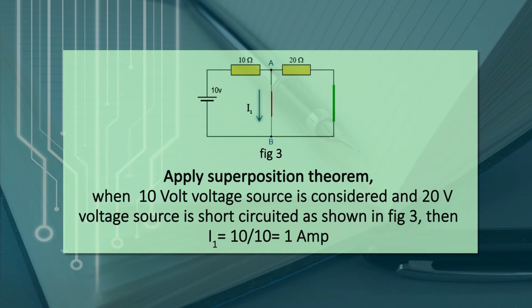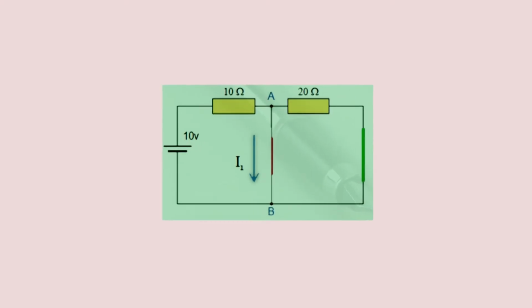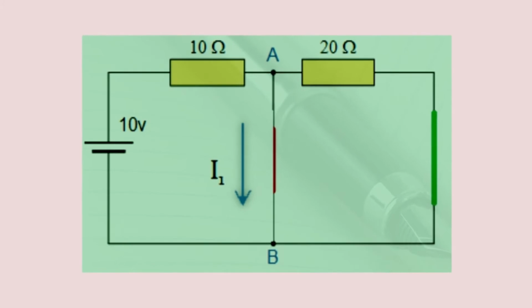So here we are considering the 10 volt voltage source as shown in figure 3, and the other voltage source is short circuited. So when the 10 volt source is considered, the 20 volt source is short circuited. What will be the current I1? Because terminal AB is short circuited, what is the equivalent resistance? The AB resistance 0 is in parallel with the 20 ohm resistance, so the equivalent resistance will be 0. That means the whole current will flow through only the 10 ohm and through terminal AB.